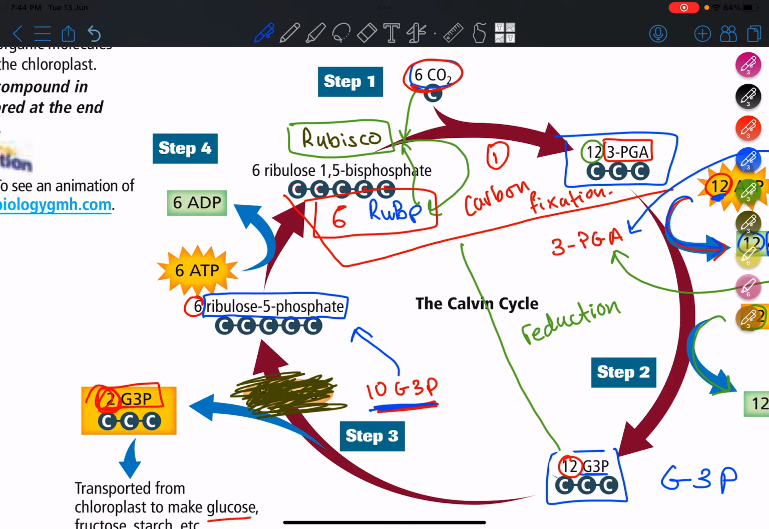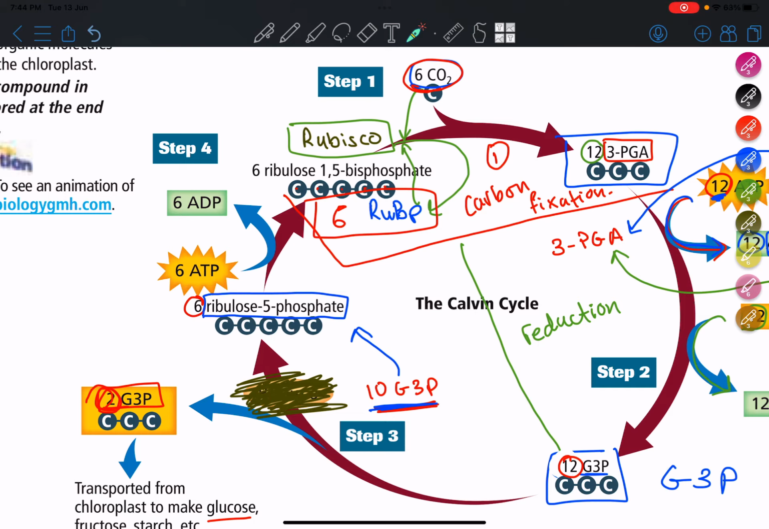Right, so then in the final step, the energy stored in ATP will convert these 6 5-carbon molecules, the 6 ribulose 5-phosphate. It will change them into ribulose 1,5-biphosphate. And these molecules will combine with the 6 carbon dioxides through the help of the Rubisco enzyme.